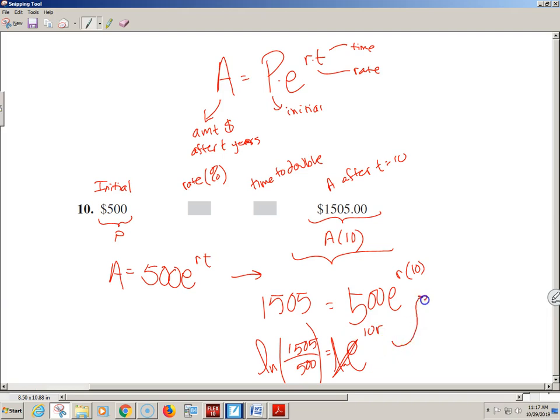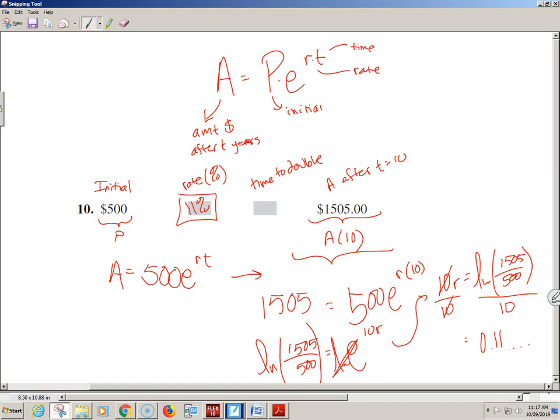So now don't I have 10r is equal to ln of 1505 all over 500? How do I get rid of, oh, that's easy. Divide by 10. You don't have to make it look gorgeous. Just get me an answer. Can you plug this into your calculator as a decimal? Good. So as you plug that in, ln of 1505 over 500 all divided by 10, what was your decimal for r? 0.11. So that's approximately 11%.